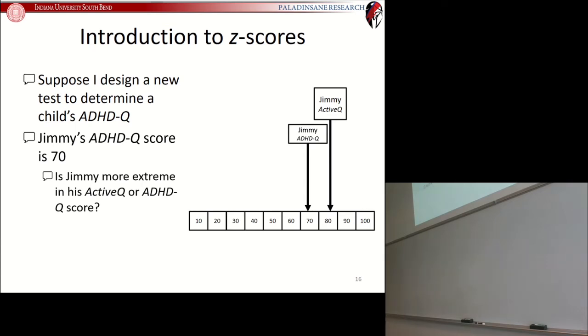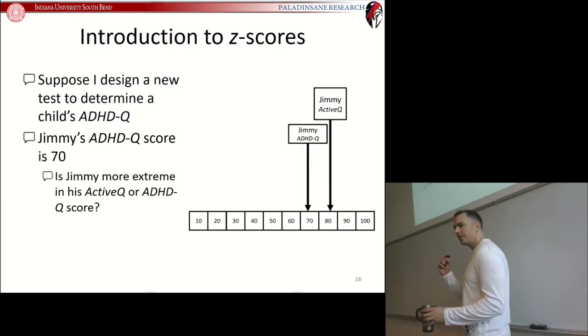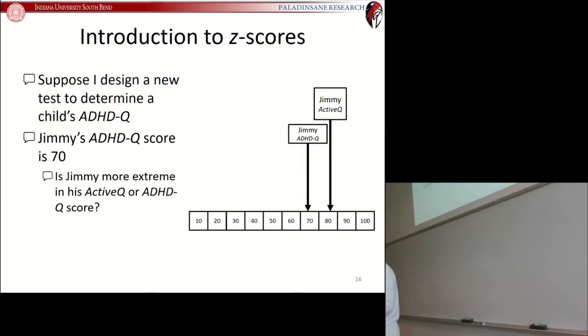Now, if we were just comparing numbers, it's very easy to say 70 is less than 80, right? We learned that in elementary school. So just by taking a look at the numbers here, you would say, well, he has a higher score on his active Q than he does on his ADHD Q. So the activity is more extreme. That's more of an issue for Jimmy. However, this is a completely different scale. And this is like comparing apples and oranges, right? Two different scales. We can't compare them directly by their numbers.